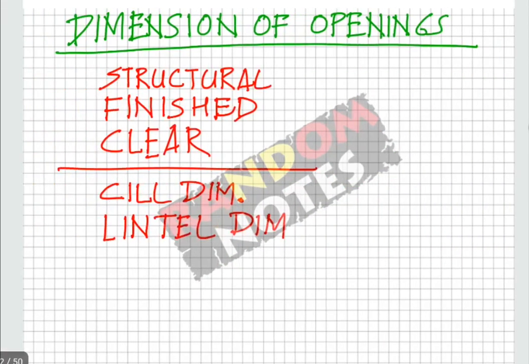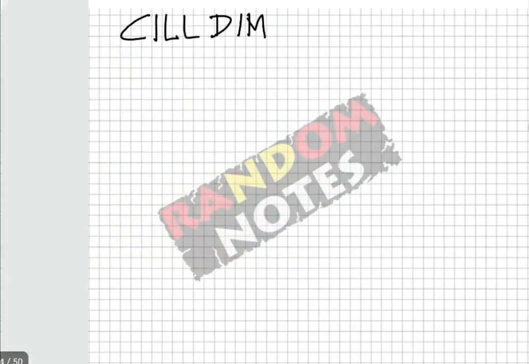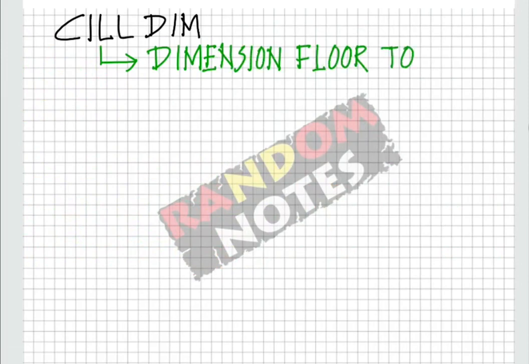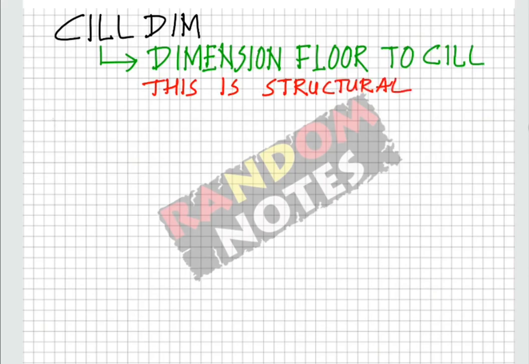Now coming to sill dimension and the lintel dimension. Sill dimension is the dimension from the unfinished floor to the top of the sill. And lintel dimension is the dimension from the unfinished floor to the bottom of the lintel.